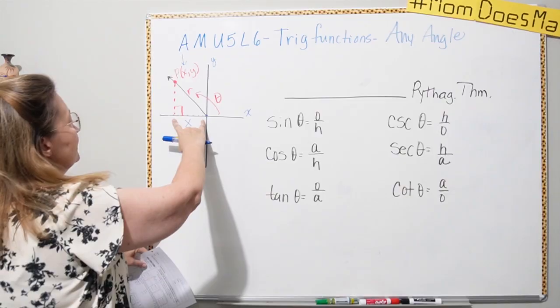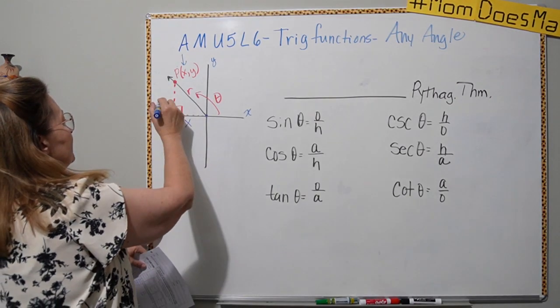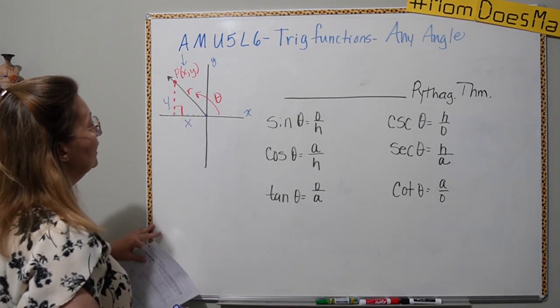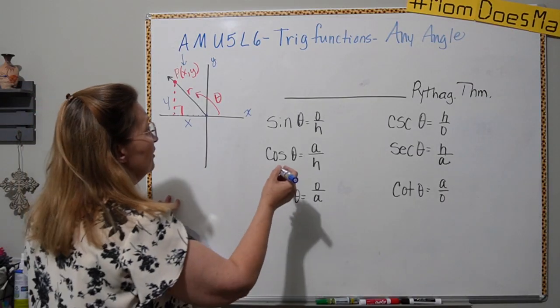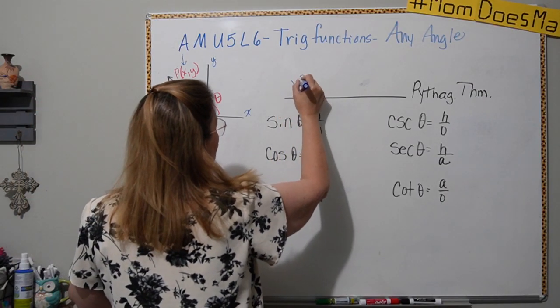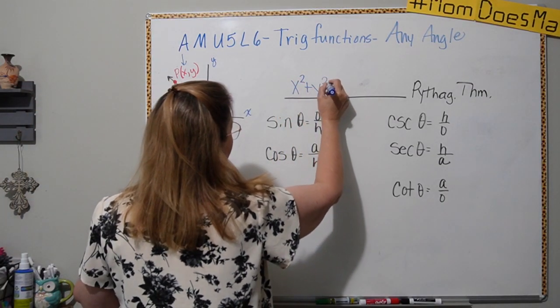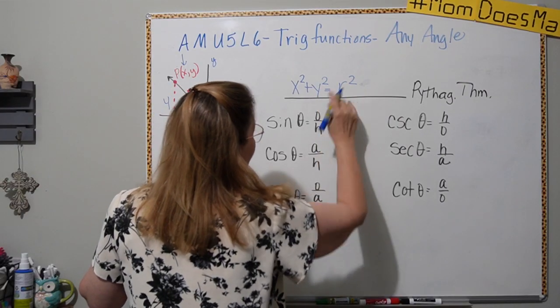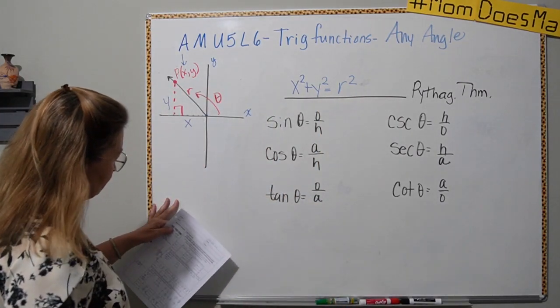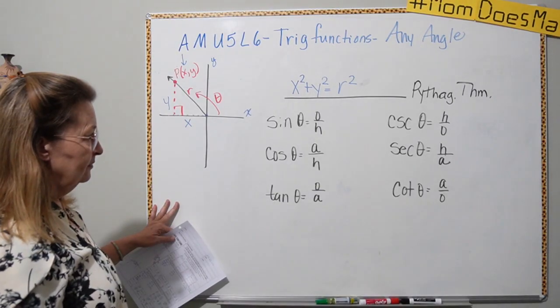Alright, if the length of this side is x, then the length of this side is y. So using the Pythagorean theorem, I could say, well, x squared plus y squared is equal to, and instead of h for the hypotenuse, we're going to use r squared.